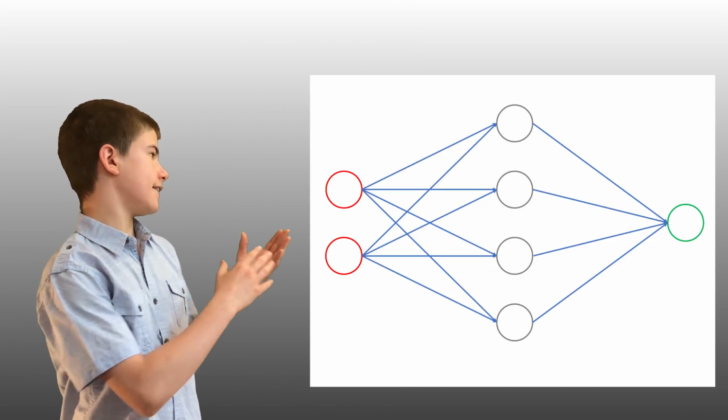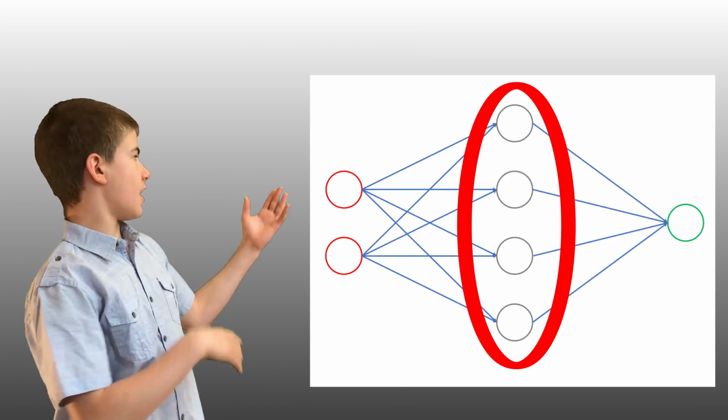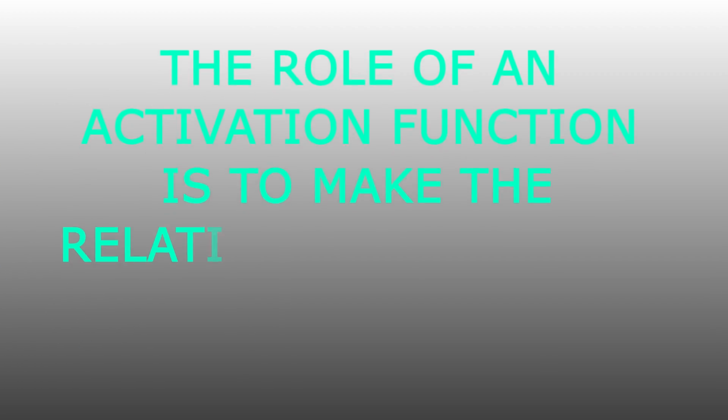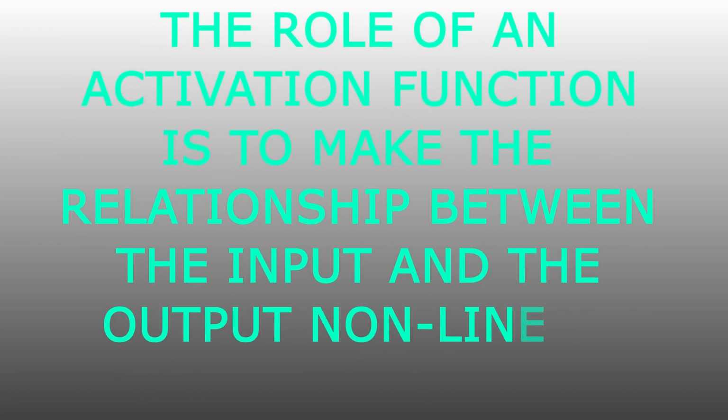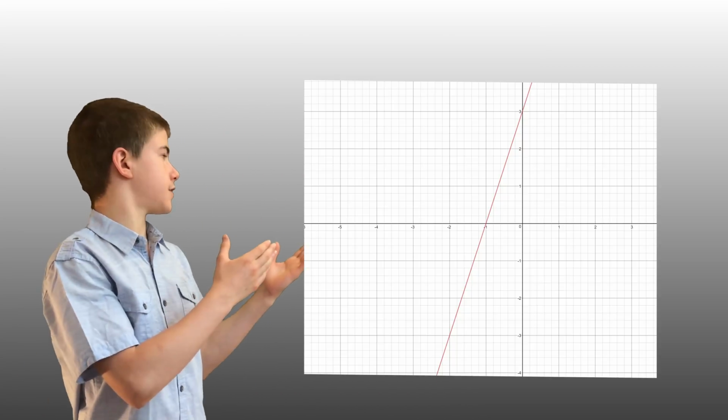Now we will apply an activation function. We do this to every neuron in the hidden layer and in the output. The role of an activation function is to make the relationship between the input and the output nonlinear. If we didn't apply an activation function, the relationship between the input and the output would be linear. This is an example of the graph of a linear function.